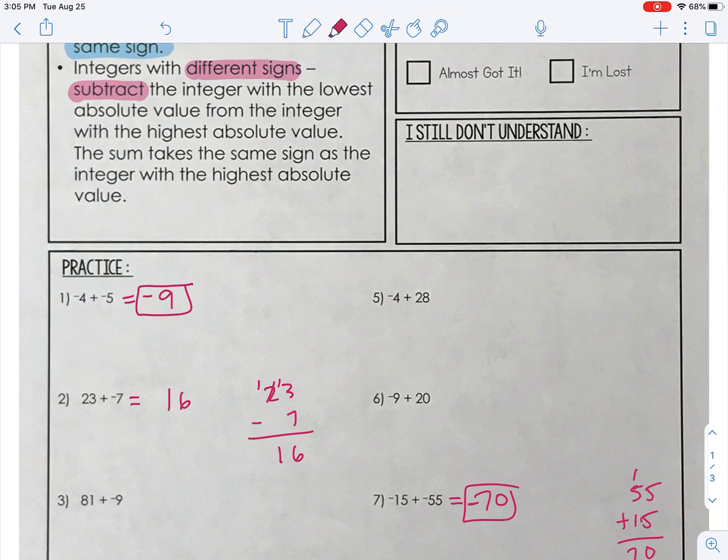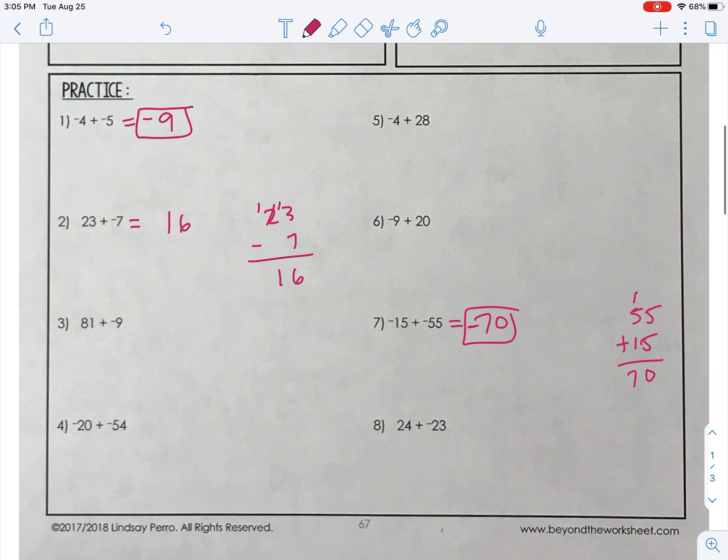So we come back up here. How do we know what sign? You want the same sign as the integer with the highest absolute value. So I look at these two numbers, 23 and 7. 23 is positive, 7 is negative. 23 compared to 7, the 23 is the bigger number. The 23 is positive, so my answer is positive.